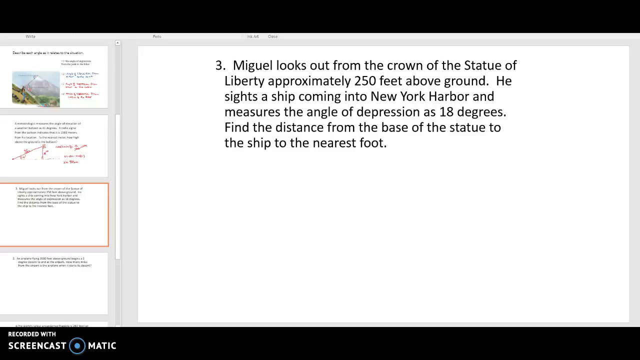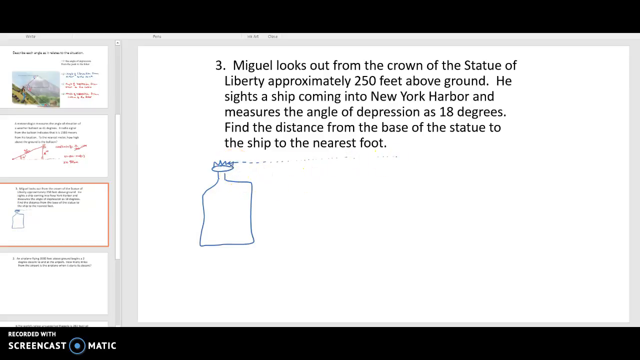Next one, Miguel looks out from the crown of the Statue of Liberty approximately 250 feet above the ground. So right now, we know we're going to draw, and do not knock my drawing skills, the Statue of Liberty. Ooh, this is brutal. Now, as Miguel is at the top, he's looking out, right?